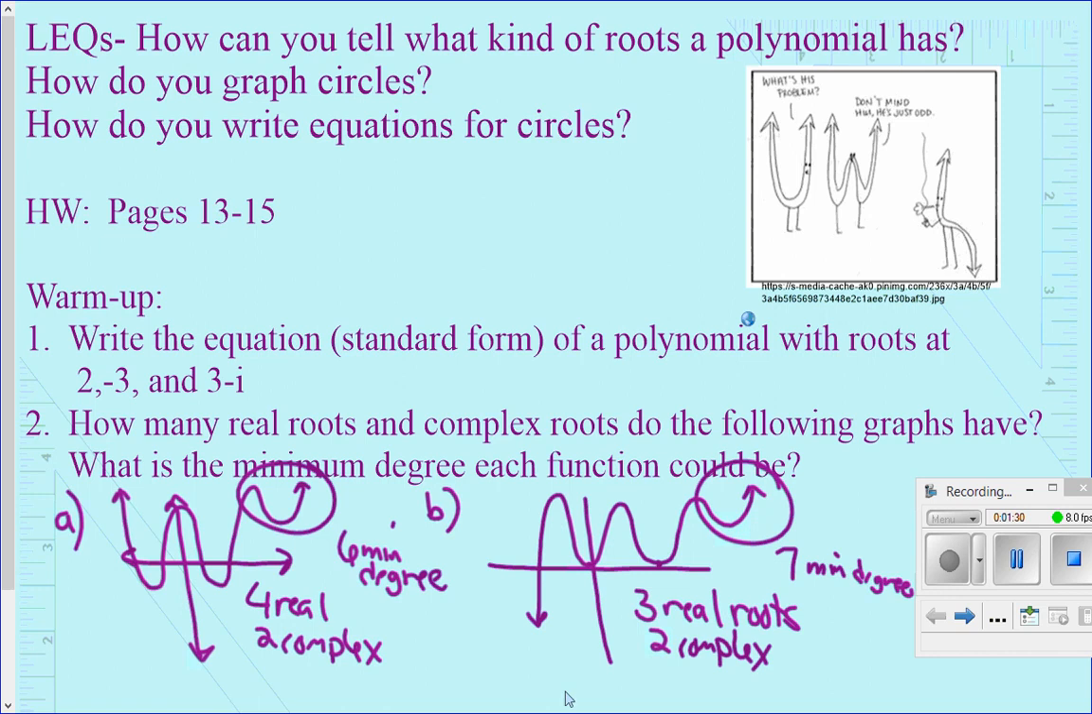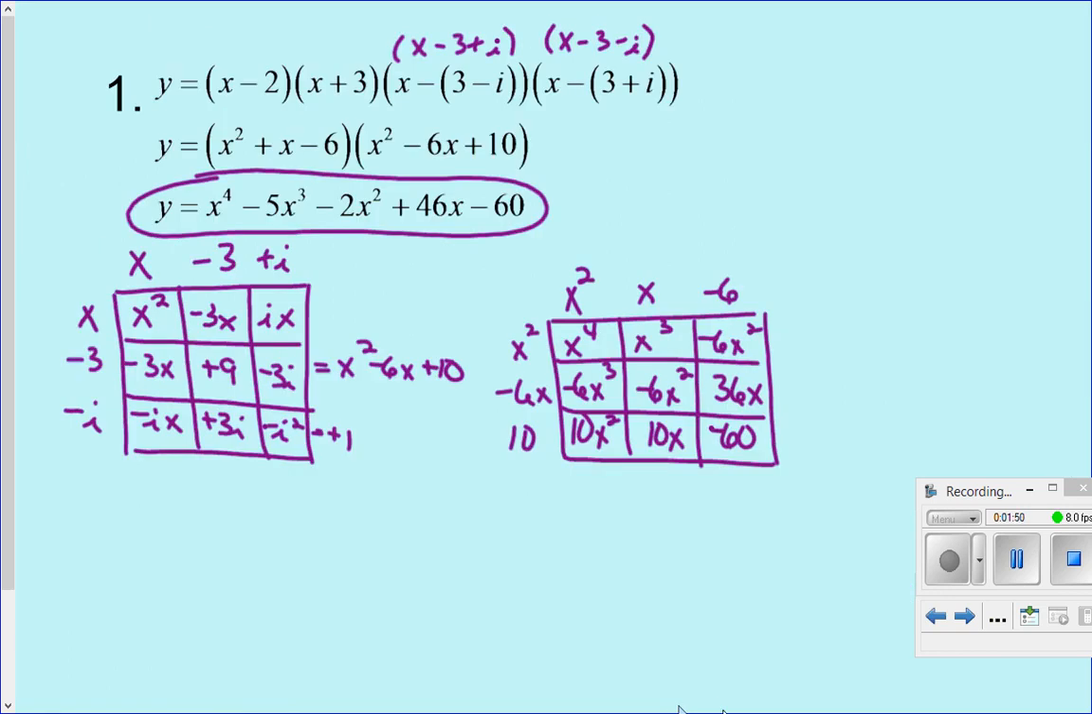Or I can add up the real and complex roots, but when I do that, I have to count the doubles as 2. So 1 double, 2, another double, 4, a single 5, and then the 2 complex 6, 7. So 7 is the minimum degree. Number 1 I do have on the next slide. So there's your answer for number 1. So take time to check that.